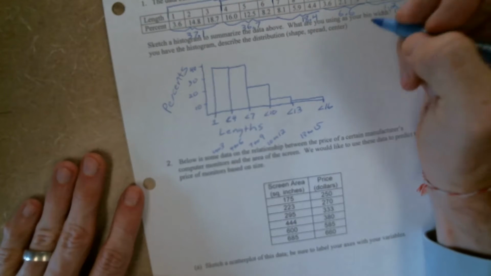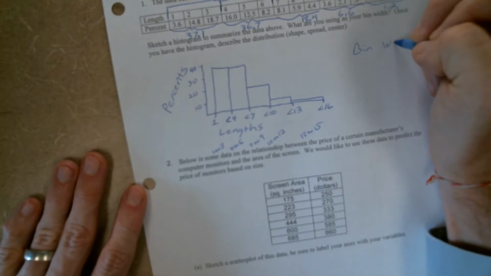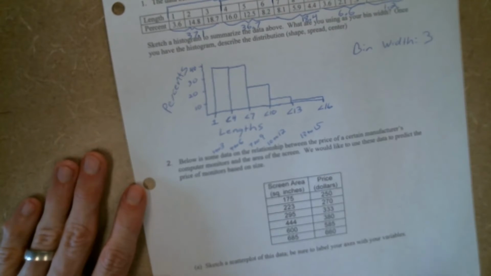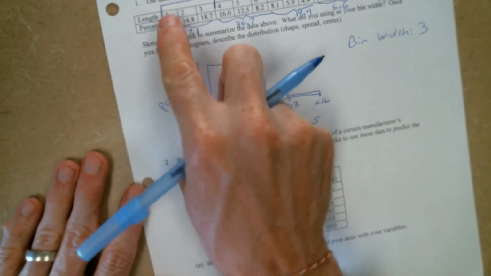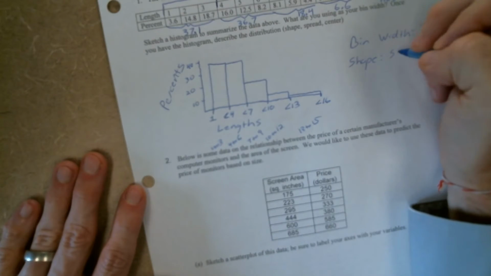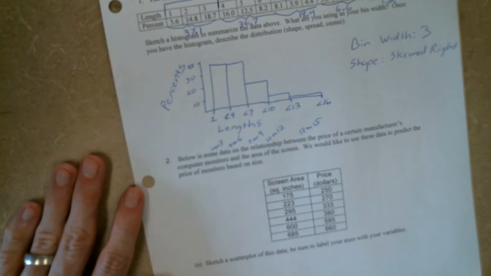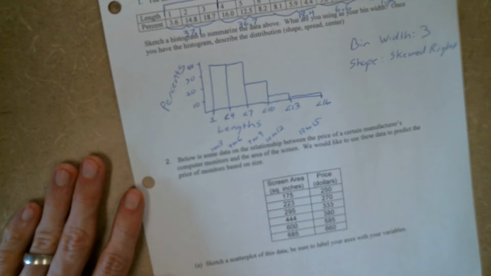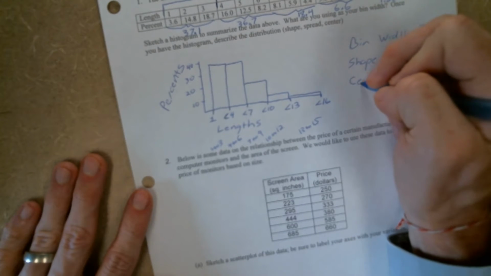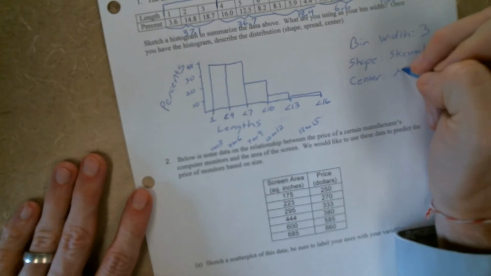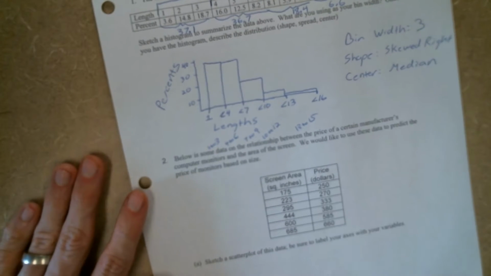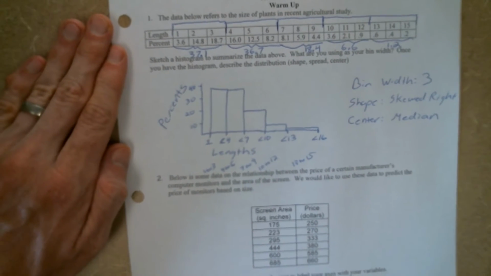Now, as far as the other information that we asked for, our bin width was 3. We put 3 different values inside of each basket and then sum those baskets. The shape: our distribution tails off to the right, so we would say that this is skewed right. When a distribution is skewed, the measure of center we should be using is the median, not the mean. And the median is the 50% mark. It's halfway through the data.